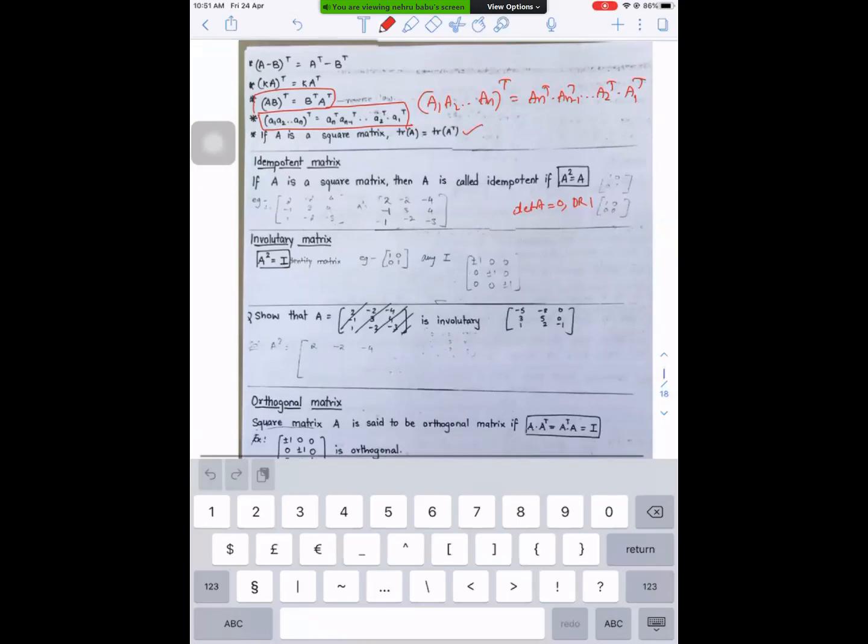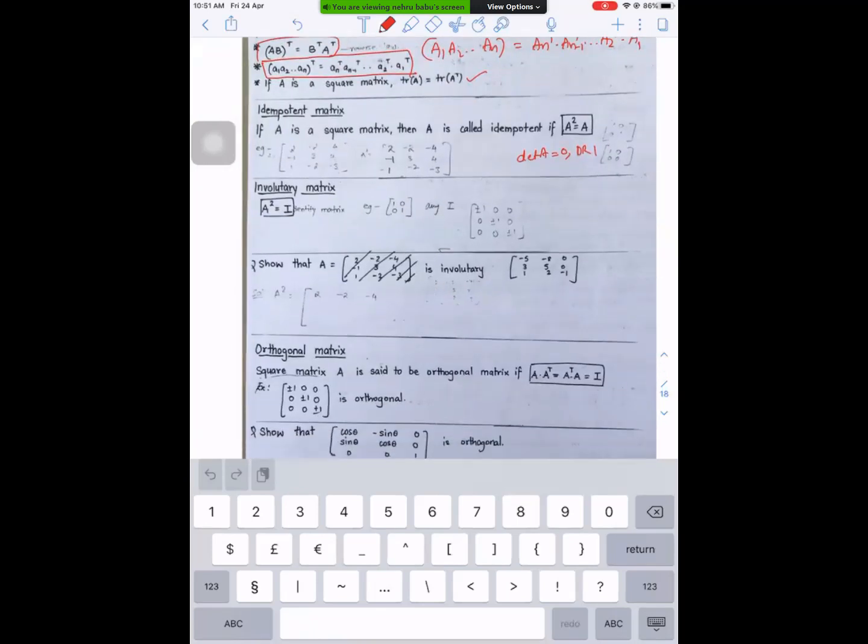Next, in the same way, involutory matrix, one more matrix. Here A square equals I is the definition. So if A square equals I, we call it an involutory matrix. In this case, det A equals plus or minus 1. Means an involutory matrix is always non-singular, as det A is plus or minus 1.